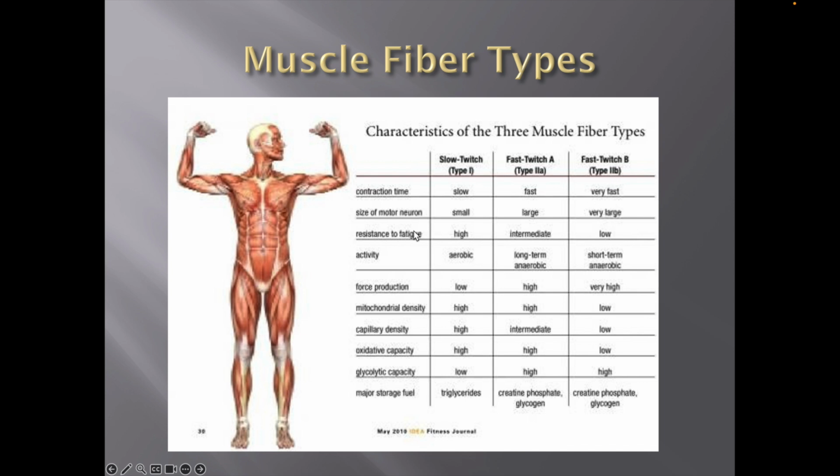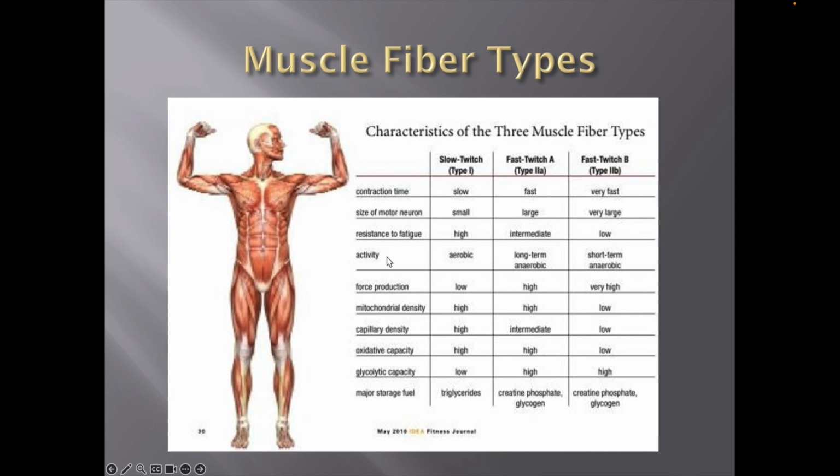Resistance to fatigue, so how quickly do these muscle fibers get tired? What you'll notice here is that type 1 muscle fibers are very resistant to fatigue, meaning that they take a very long time to actually get tired. Versus type 2A, they tire out a little faster. Type 2B tire out very quickly.